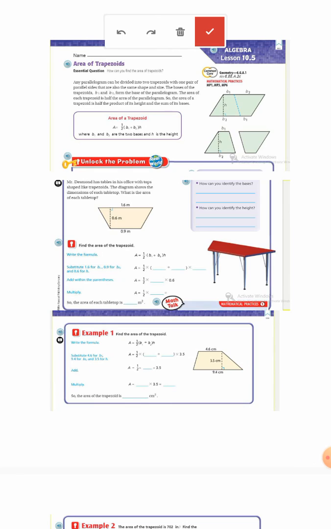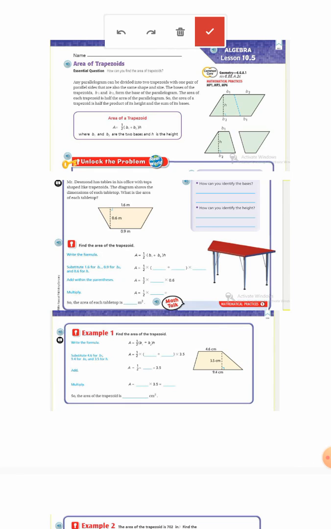Today in this video we are going to learn how to find the area of a trapezoid. First of all, we need to know the meaning of a trapezoid. A trapezoid is a quadrilateral, which means it has four sides and exactly one pair of parallel sides. Now we need to know the formula for the area of a trapezoid.